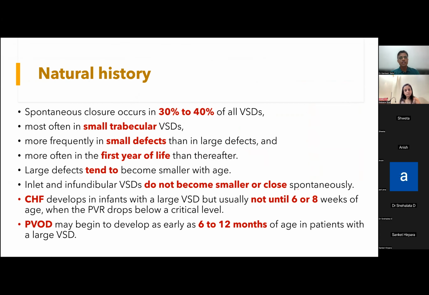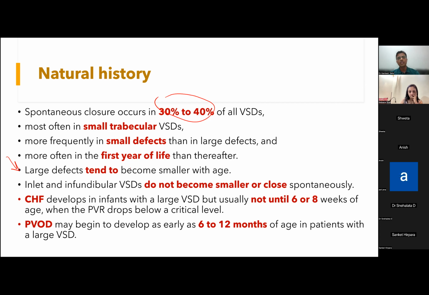Regarding the natural history of VSDs, spontaneous closure happens in 30 to 40% of VSDs. Spontaneous closure is most often seen in trabecular or muscular VSDs. It is much more frequently seen in smaller defects or small VSDs rather than large VSDs, and more often in the first year of life rather than later. So larger defects tend to become smaller, but they will not close. If somebody is diagnosing a large VSD, one should not give hope to the relatives that it will close.